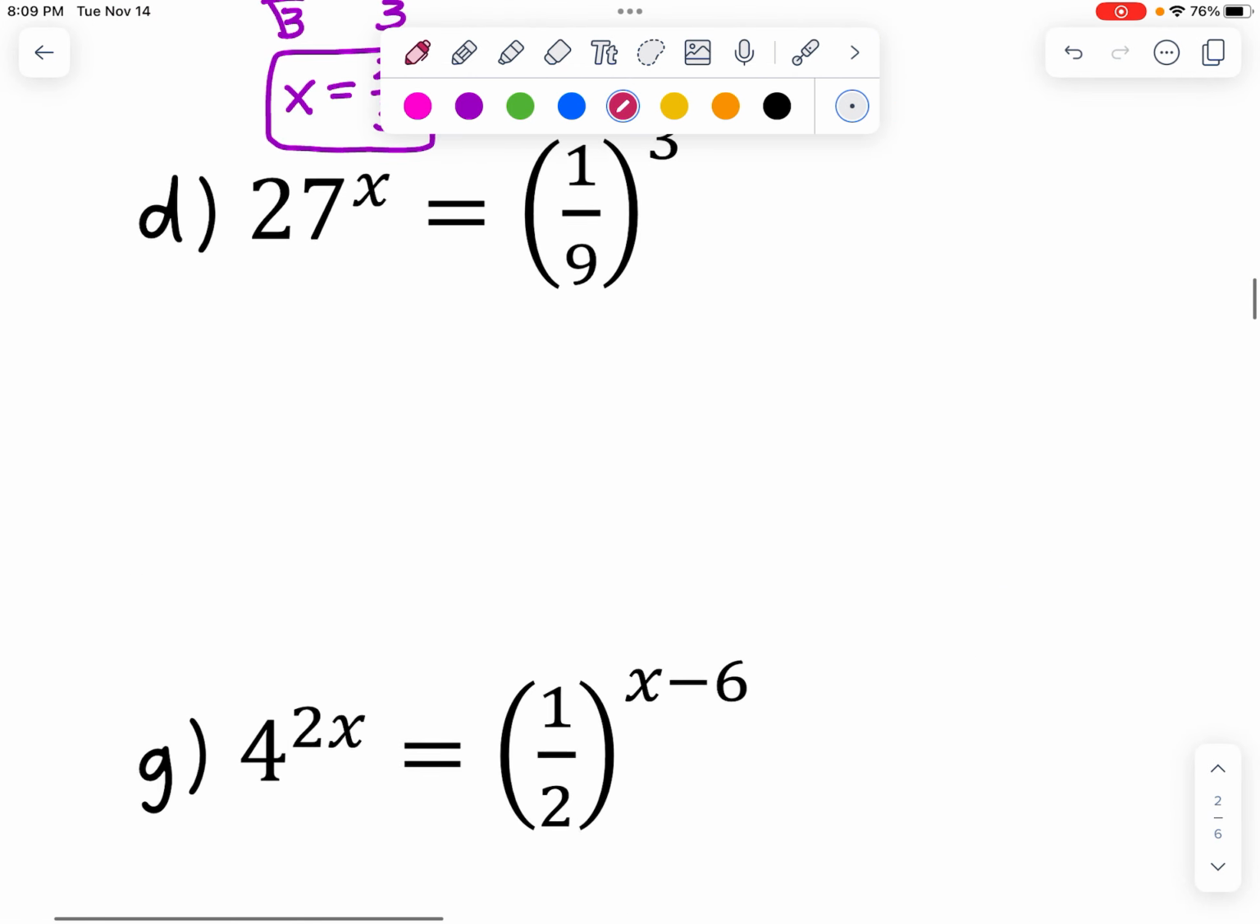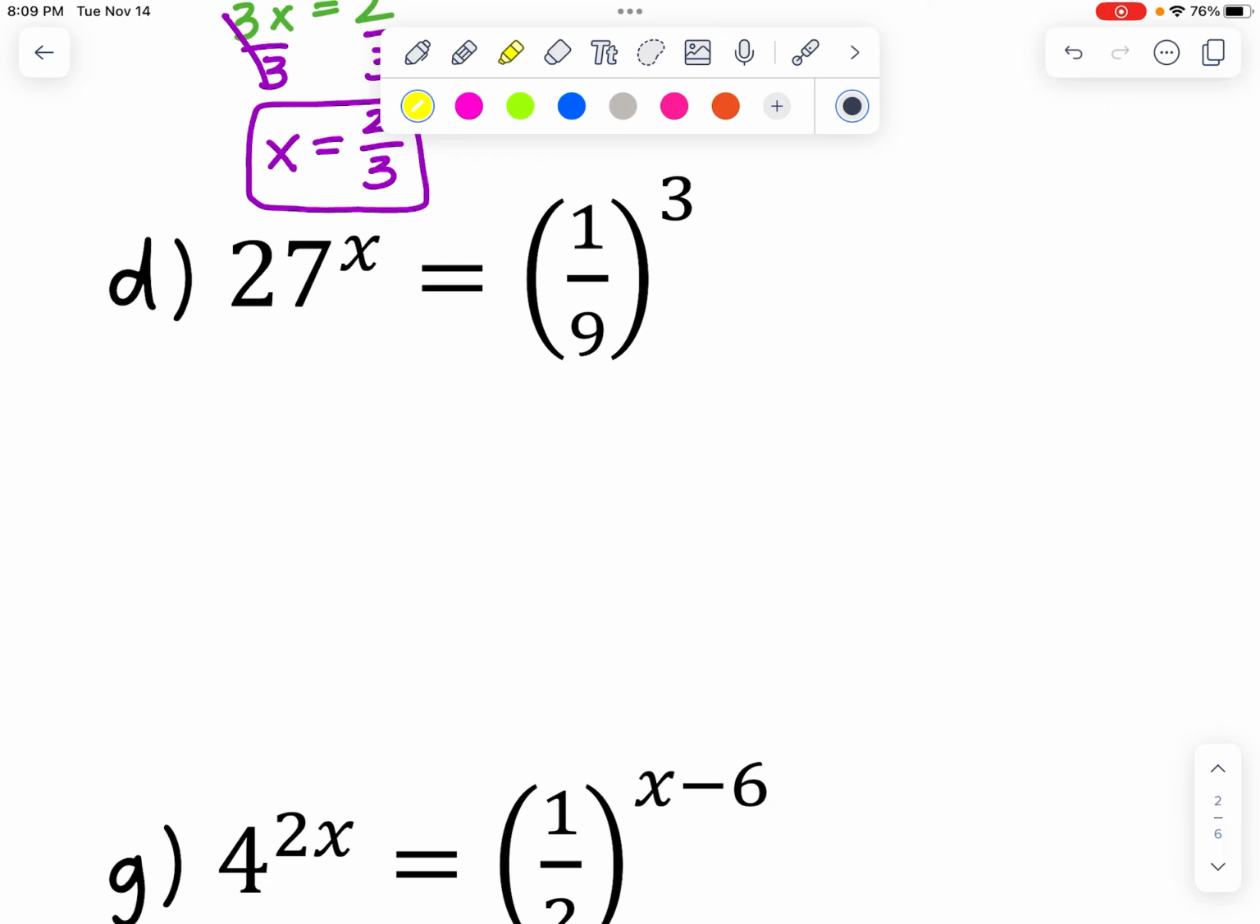All right, another one. 27 to the x equals (1/9) cubed. We've got 27, and now we've got 1/9. Okay, so 27 and 9, we've seen a few problems with these. We're going to try to rewrite them both as base 3. For 27, that's 3 cubed. Bring down the x. But now I need to get 1/9 to be 3 to a power.